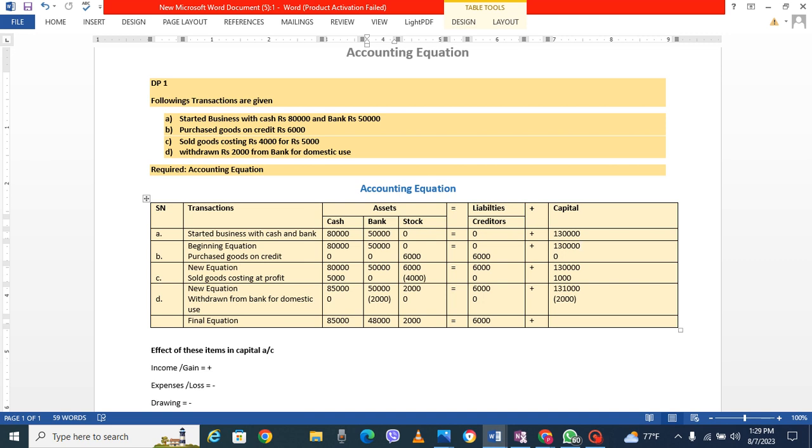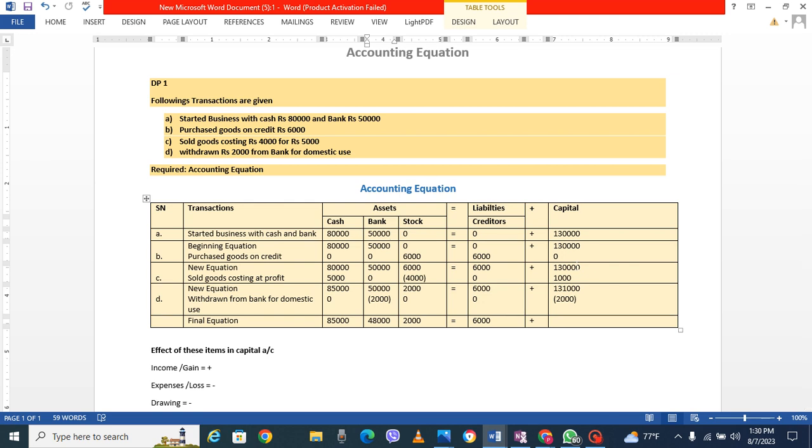So 80,000 plus 0 equals 80,000, 50,000 plus 0 equals 50,000, 0 plus 6,000 gives you 6,000, equals 0 plus 6,000 in creditor, that is equal to 6,000, plus 130,000 plus 0 equals 130,000. So again, if you go through adding these, 80 plus 50 plus 6 is equal to 136, equals 6 plus 130 equals 136. So every time you can be ensured that you have posted correctly.